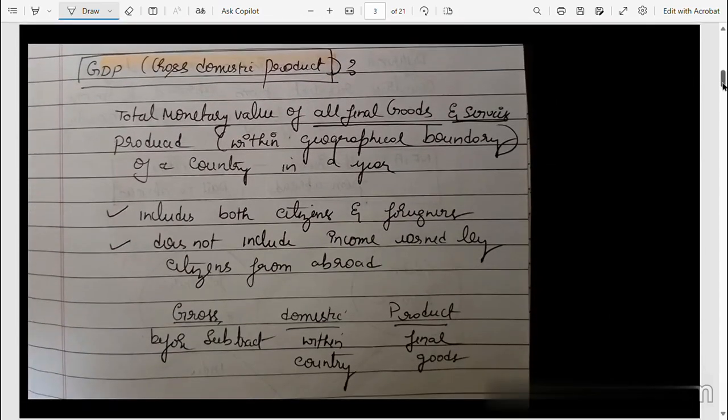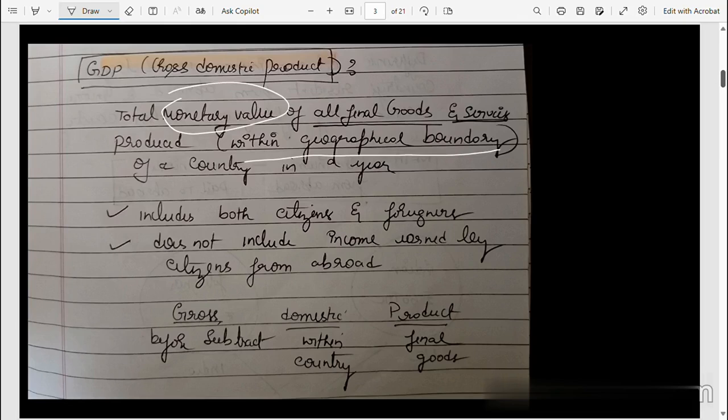Now, very important, the GDP, the gross domestic product. Now what is GDP? The total monetary value, as I said, the total money of all final goods and services produced within the geographical boundary of a country in a year. So this line is very important. GDP is considered within the geographical boundary.